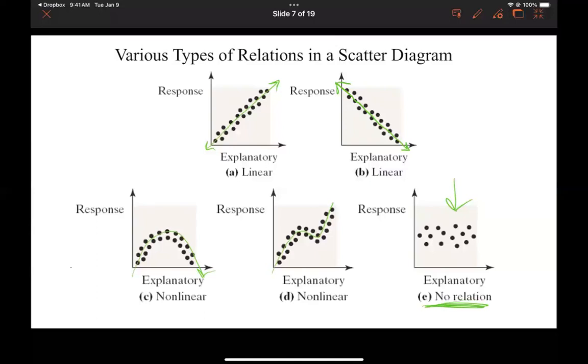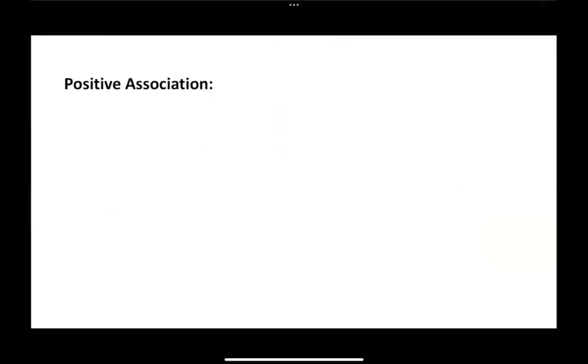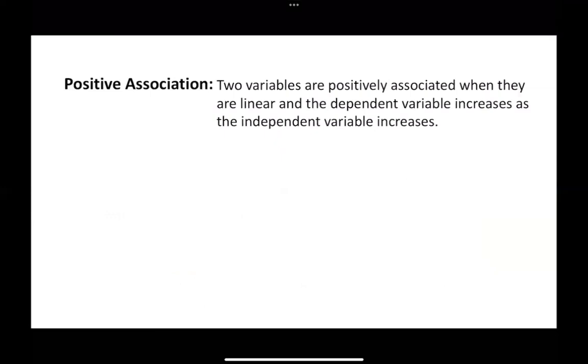All right. Move on forward. So let's talk about positive and negative association. This is a whole lot of words. Two variables are positively associated when they're linear, and the dependent variable increases as the independent variable increases. So basically, if it has a positive slope, it is a positive association. If you understand slope, that's probably what I would put. If there's a positive slope, it has a positive association.